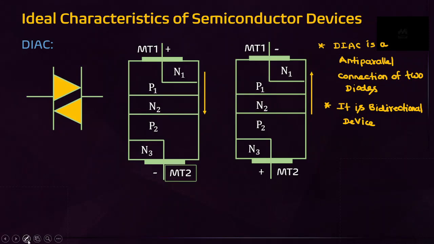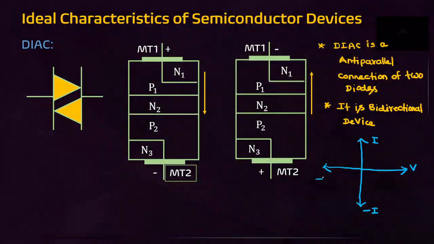Friends, if you draw the ideal characteristics of a diac, it cannot block any voltage because of the anti-parallel connection of two diodes. I told you already, unless otherwise specified, in drawing of ideal characteristics, current is taken on the y-axis and voltage on the x-axis. Then diac allows the forward current, and it also allows the reverse current. It cannot block any polarity. These are the ideal characteristics of a diac, and this is the diac symbol. This is the structure of the diac, students, that you have to concentrate on.